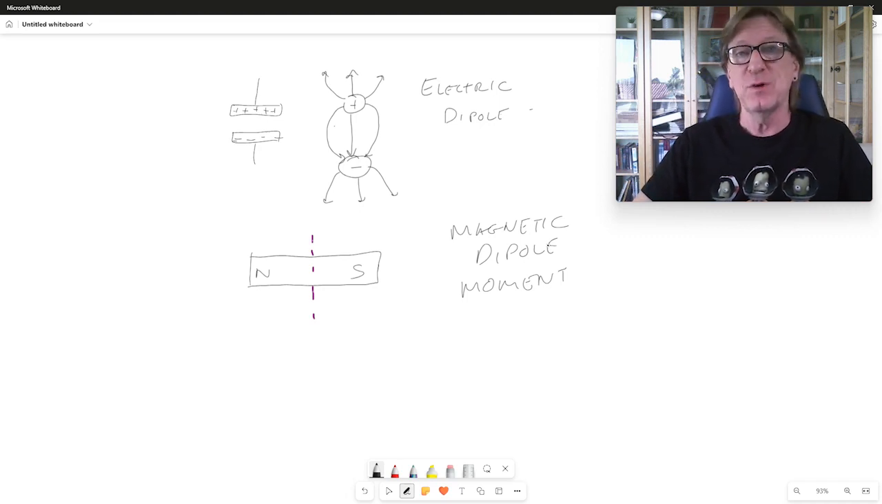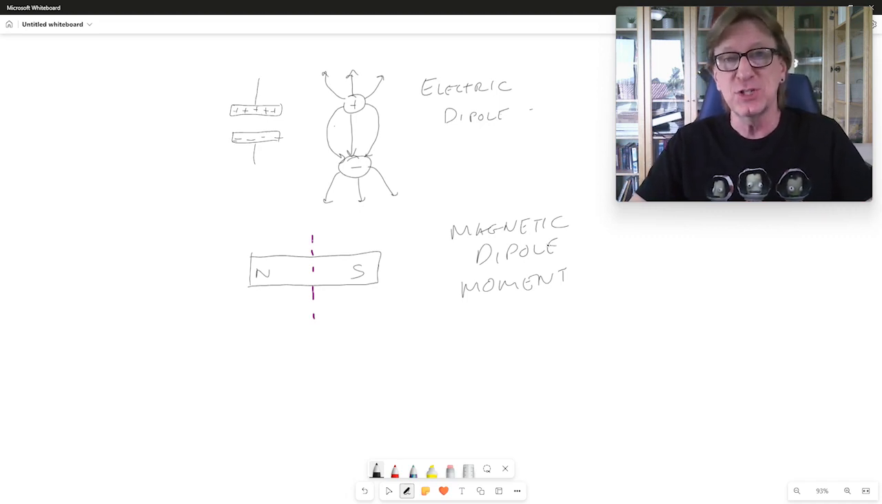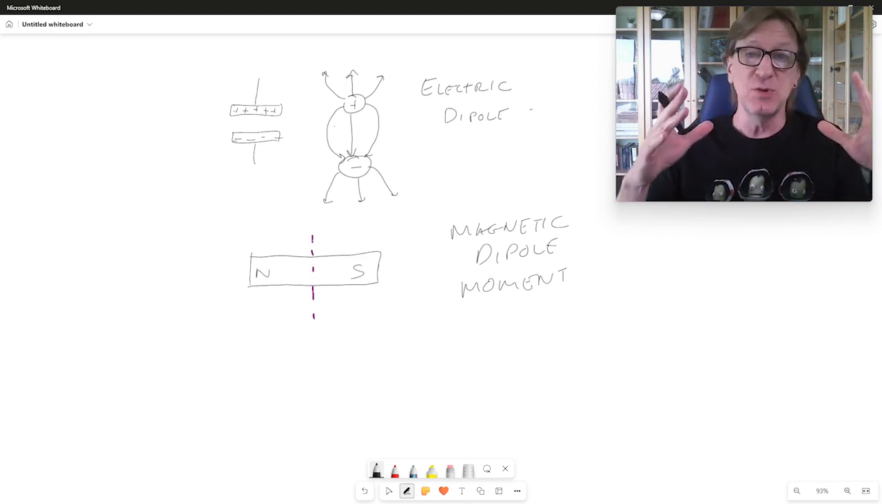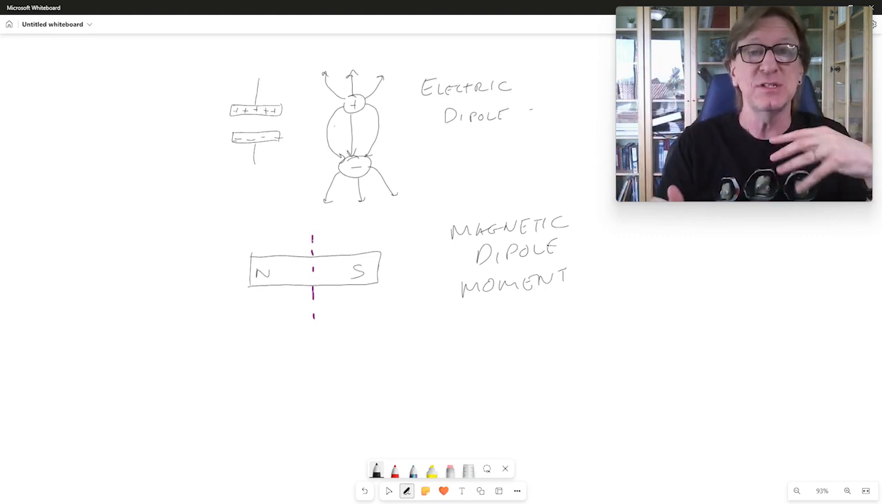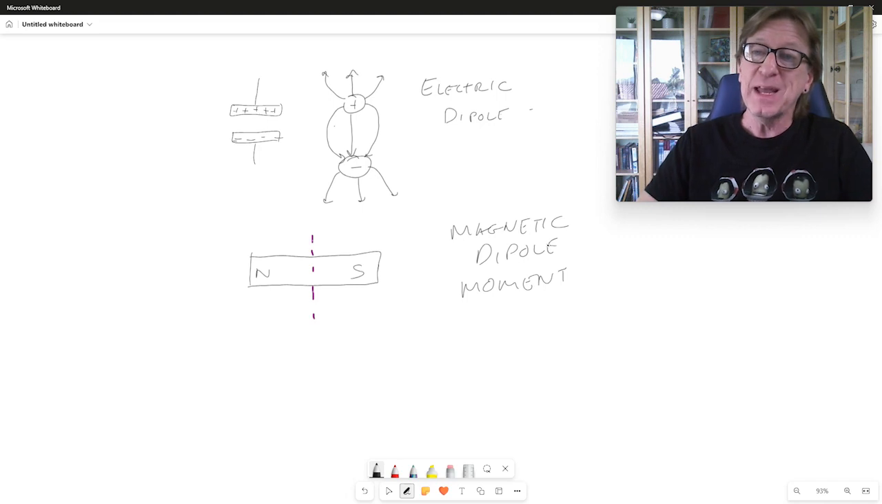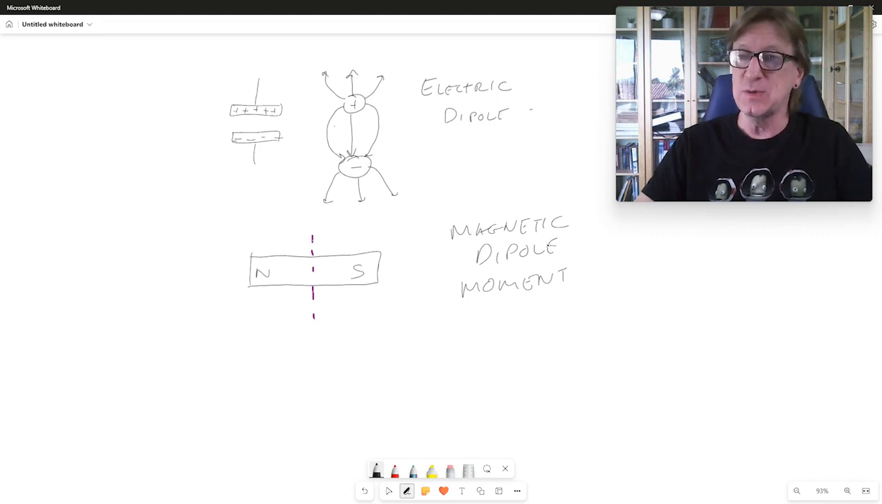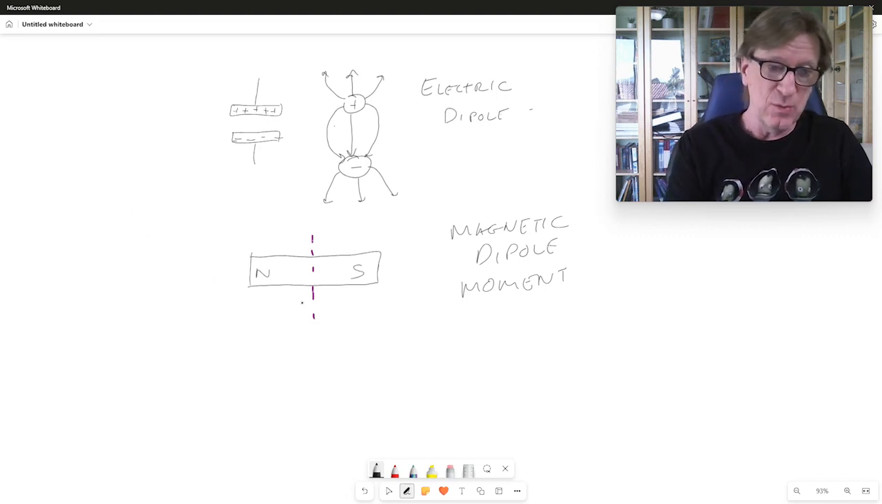Another example you may have run into would be the moment of inertia, which talks about how the mass is distributed, but it also is telling how that object is going to rotate. So our magnetic dipole moment is doing the same thing. And the way you can think about it is this.